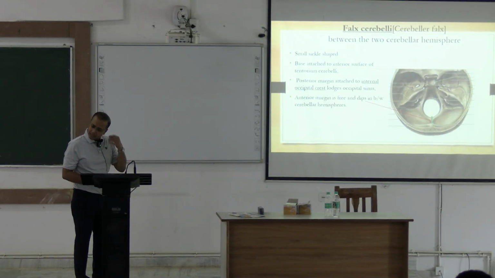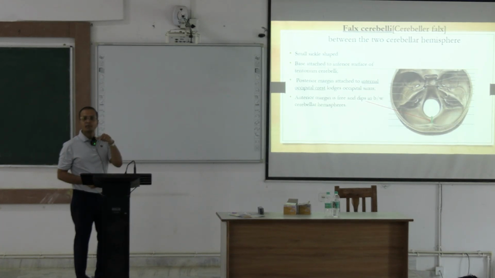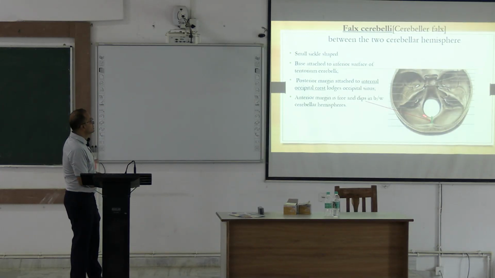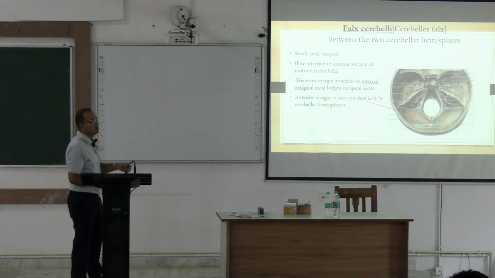How does it look? Same, sickle, half of a moon. How does it course? It courses from the tentorium cerebelli from above, and below it is running through the occipital bone. This occipital bone groove, we call crest. So, the occipital bone midline running here, we call the internal occipital crest.